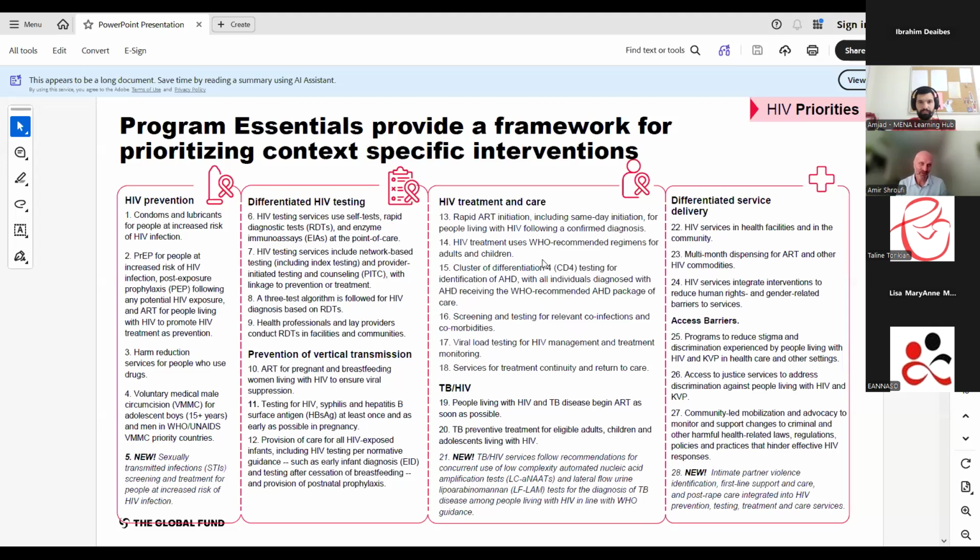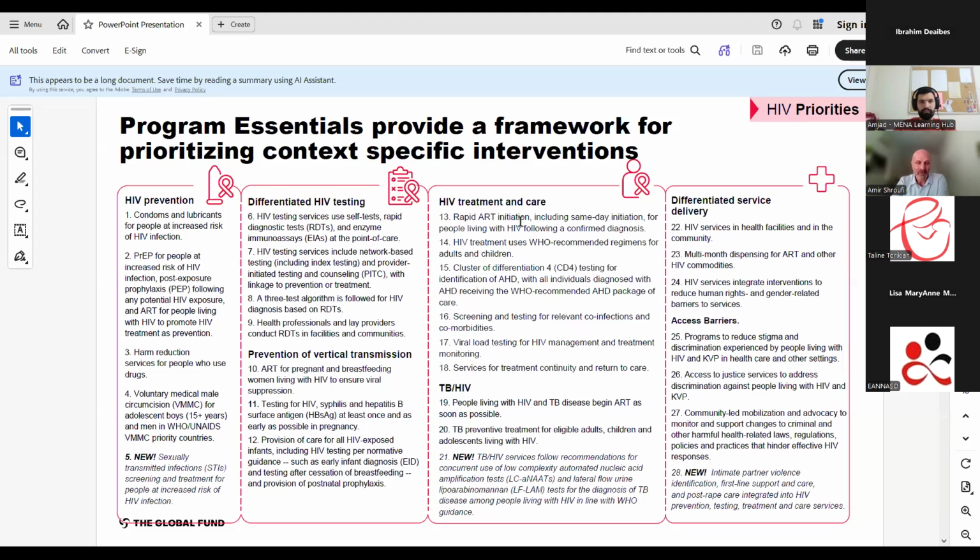Going back to what I mentioned about the importance of focus on mortality reduction, we have a program essential around the new WHO guidance for the concurrent use of LF-LAM and molecular testing for people with advanced HIV disease. The aim is to do better in terms of the identification of tuberculosis, pretty much the leading killer, along with serious bacterial infection of people with HIV.